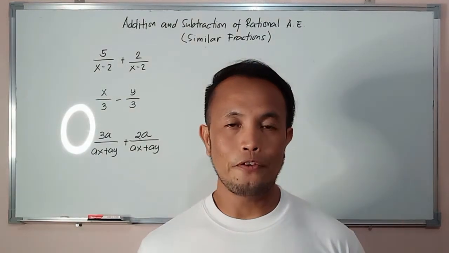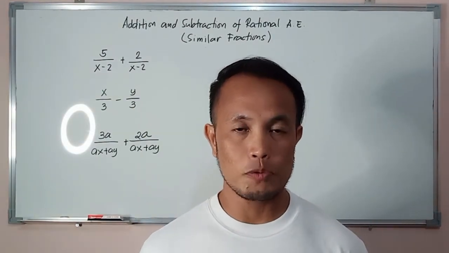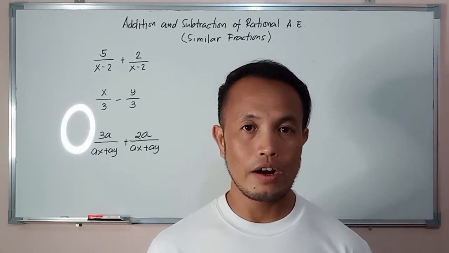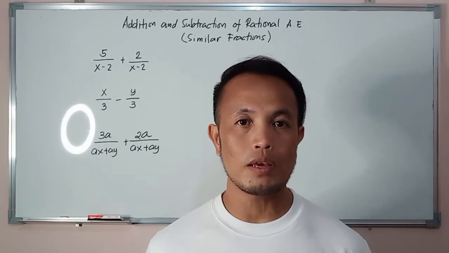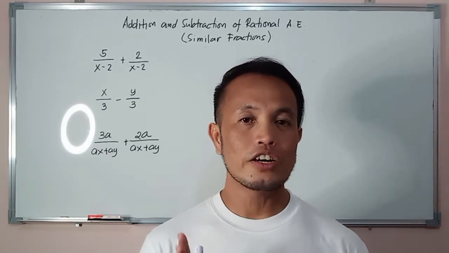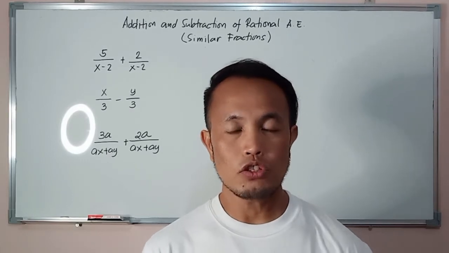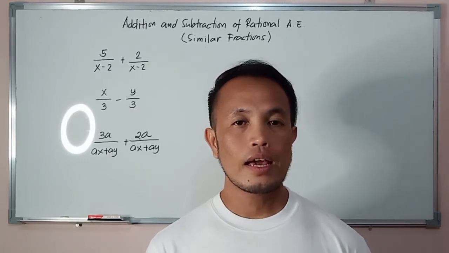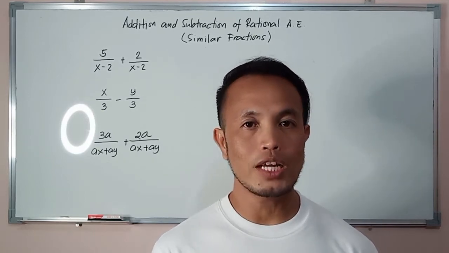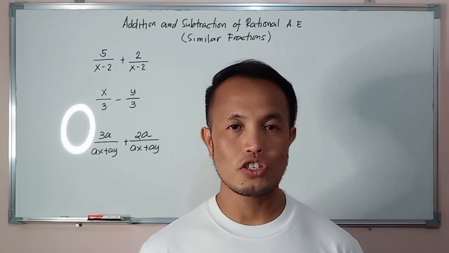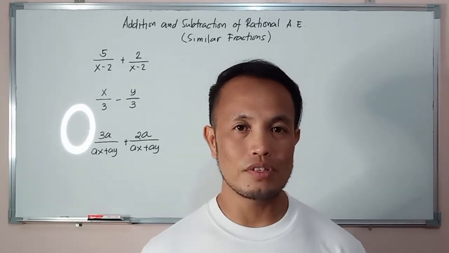So how do we perform addition and subtraction of rational algebraic expressions with similar denominators, or the same denominators? There's no problem in adding and subtracting rational algebraic expressions with the same denominator. What we need to do is simply copy the common denominator. That's the most important part in addition and subtraction of rational algebraic expressions. So we will try these examples on the board.